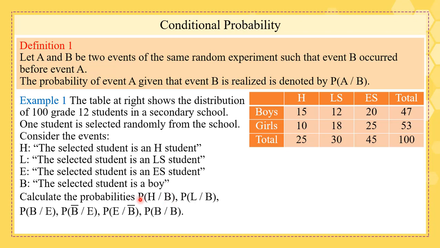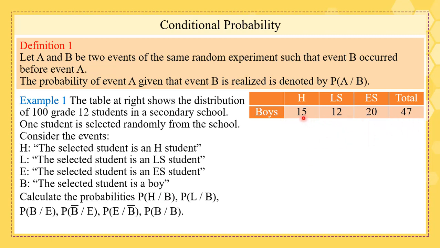If we want to calculate the probability of a humanities student given that it's a boy, we come to the boy section only. These are the boy sections, and from the boy section we have to see the probability of selecting a humanities boy. So in this case it will be 15 over 47. So we have to see the new universe, which is based on the event that occurred before, and after we find the new universe we calculate a normal probability.